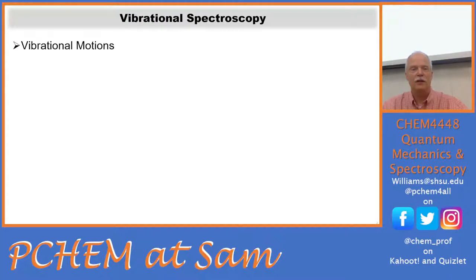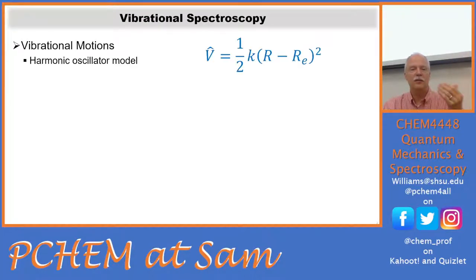So let's talk a little bit about vibrational motions and the harmonic oscillator model, again using Hooke's law for that potential energy surface. The force constant is sort of the tightness of that spring. I call it a restoring force. You have an equilibrium position represented by Re. We think of it as stretching, but it also applies to bending. So you have this equilibrium bond length, and if you distort that bond length, there's a restoring force that pushes it back, and that's the force constant.